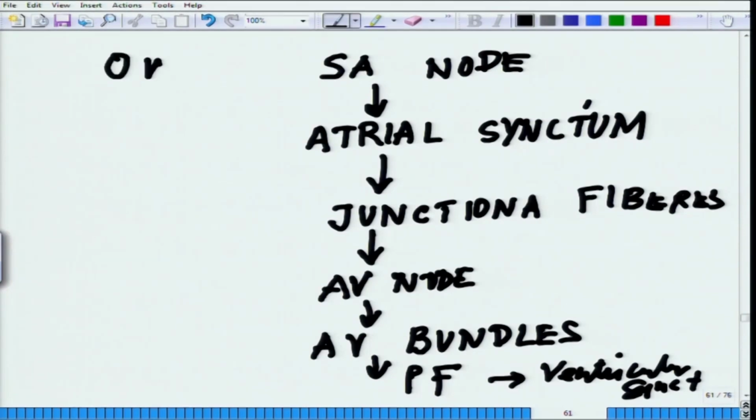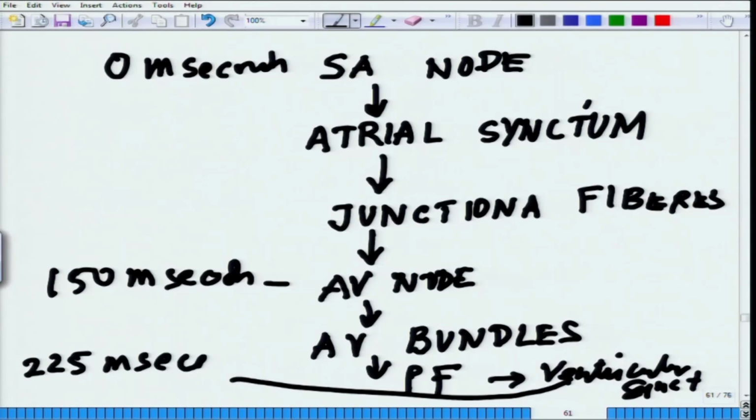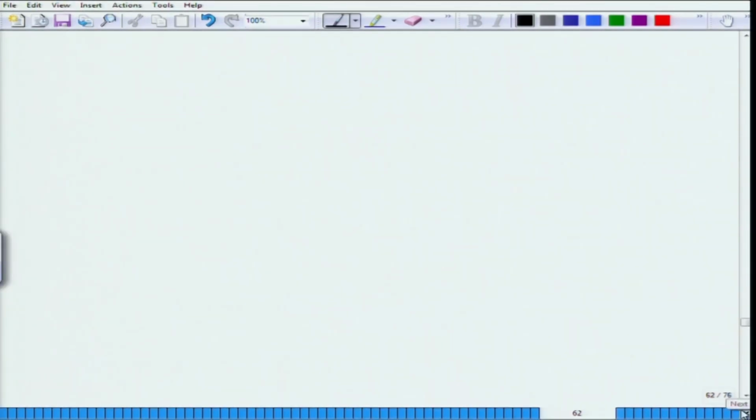So, if this starts at 0 milliseconds, by the time it reaches the AV node, it is 100 milliseconds. There is almost a 100 millisecond lag phase, and by the time the ventricles get completely stimulated, it is around 225 milliseconds. Now, I showed you like this. What I will try to do is draw the whole thing, so that it makes more sense.